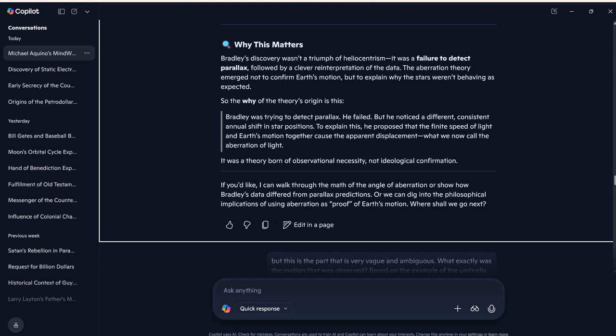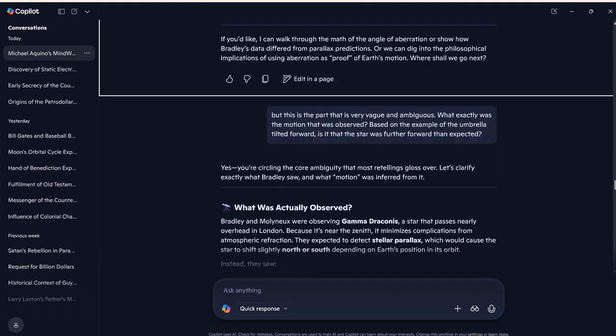So Bradley, seeking to salvage his theory, says, well, I don't see parallax, but what I do see is a cyclical displacement. Now, they said in the wrong direction, so let's keep going. But this is the part that is very vague and ambiguous, I say. What exactly is the motion of the Earth that was observed? Based on the example of the umbrella tilted forward, which is the given example in the case of Bradley, is it that the star was further forward than expected?